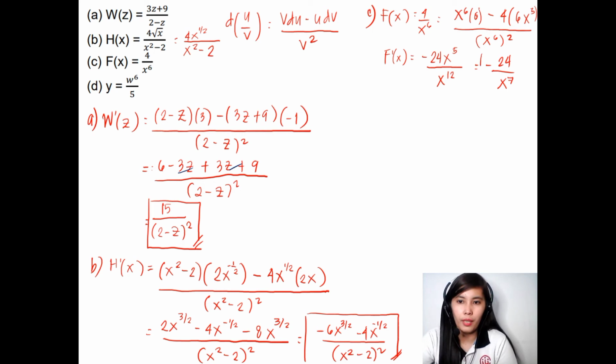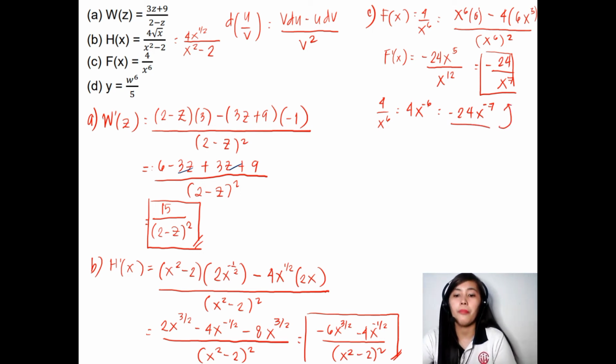Now, if you check, 4 over x raised to 6 is equal to 4x raised to negative 6. Applying the power rule, this will be negative 24x raised to negative 6 minus 1, which is negative 7. And it is the same as what we got using the quotient rule.